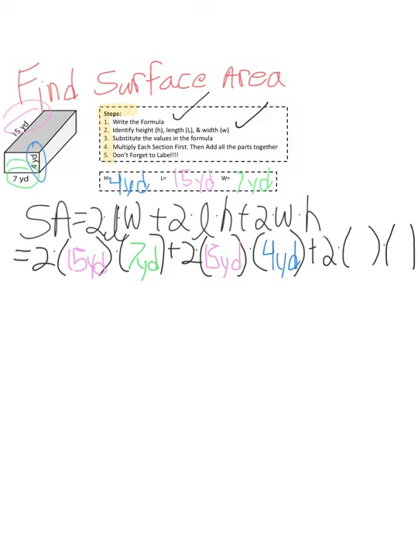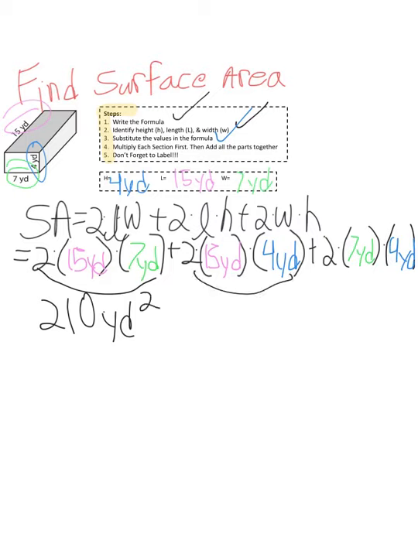And now the last one is 2 times width, which is 7 yards, times our height, which is 4 yards. So step 3 is done. We substituted all the values into the formula. Now we need to do step 4, which is to multiply each section first. So we're going to do 2 times 15 yards times 7 yards. That's going to give me a total of 210 yards squared.